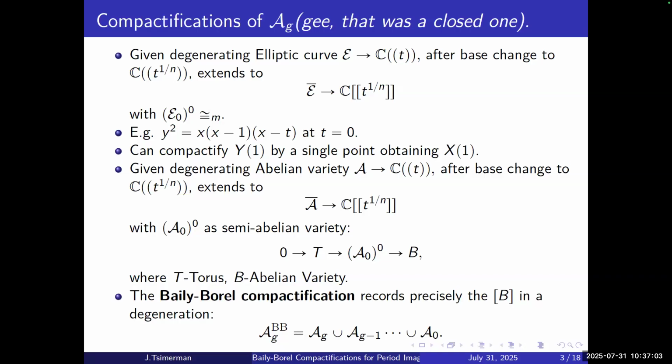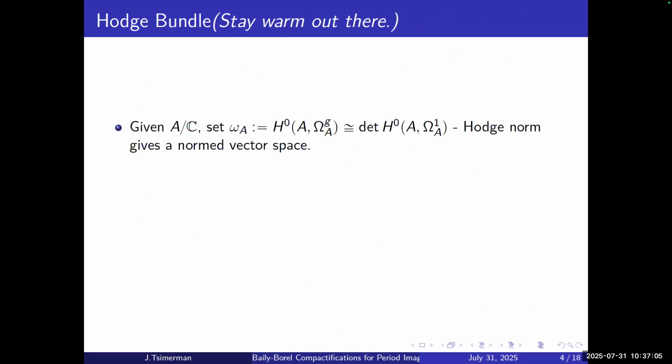Okay. So we're going to try to understand this Hodge theoretically. Given an abelian variety over the complex numbers, you have this normed vector space, which you can think of, depending on what you're doing, as either the determinant, so top wedge powers, of global one forms, or just global top forms on your abelian variety.